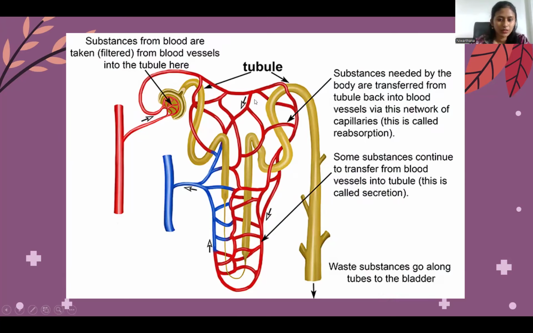So this is the tubule. In the glomerulus, substances from blood are taken from blood vessels into the tubule here. Okay, and this is the tubule. And in the tubule, some substances are secreted and some substances are reabsorbed.